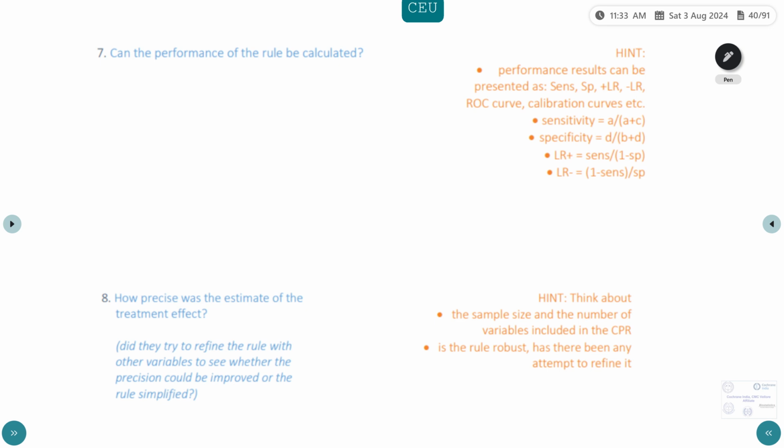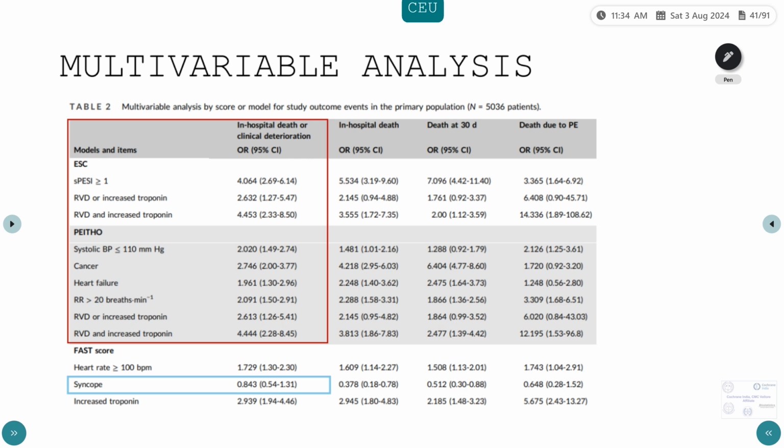Now, to answer these questions, can the performance of the rule be calculated? For that, we will look at the results in the subsequent slides and how precise was the treatment effect. We will move on to the results. First is the multivariate analysis. Here we have looked at the scores and the odds ratio with the confidence intervals.